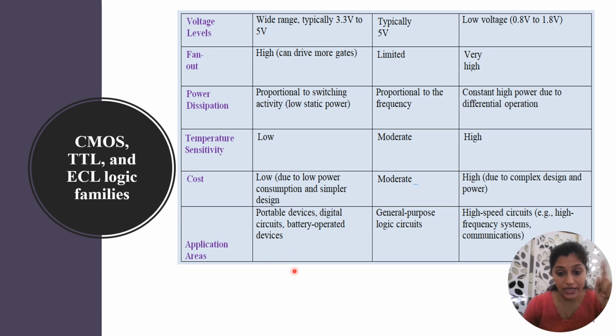So application areas: CMOS ICs are used in portable devices, digital circuits and battery operated devices. Whereas TTL ICs are used in general purpose logic circuits. And ECL ICs are used in high speed circuits. Examples are high frequency systems, in communications they are used.